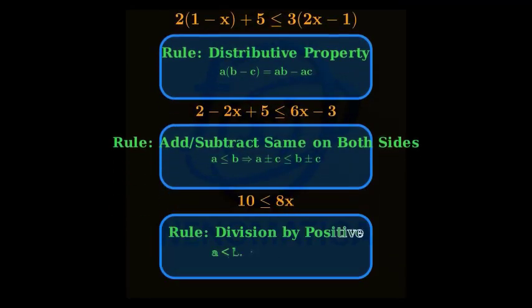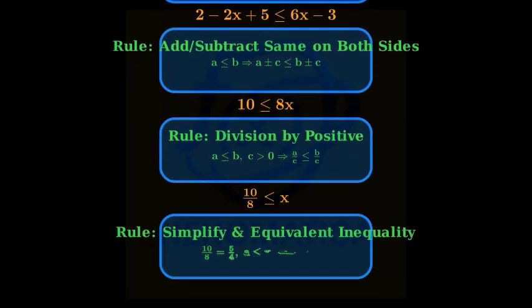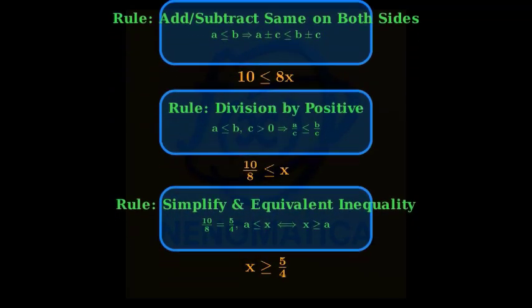Step 3. Divide both sides by +8. The inequality direction stays the same. That yields 10 over 8 is less than or equal to x. Step 4. Reduce the fraction 10 over 8 to 5 over 4, and rewrite with x on the left. Therefore, x is greater than or equal to 5/4.